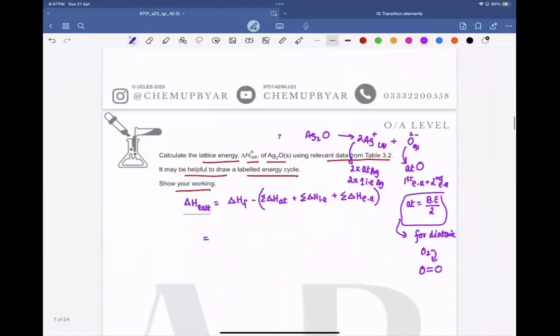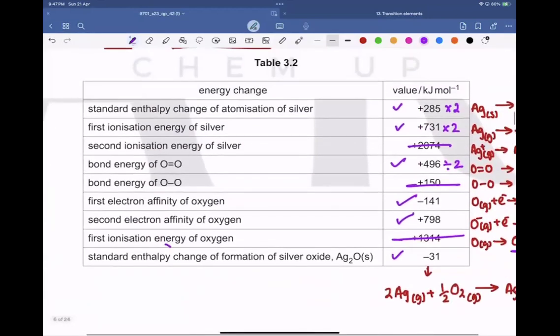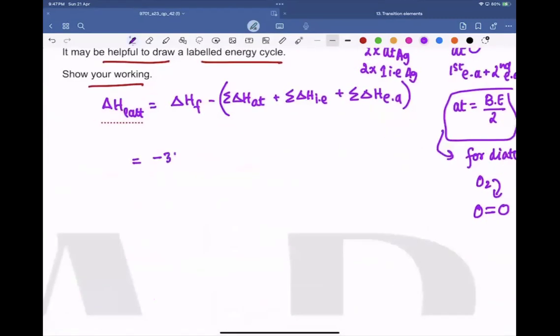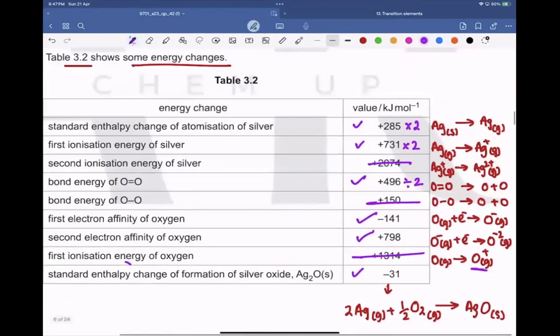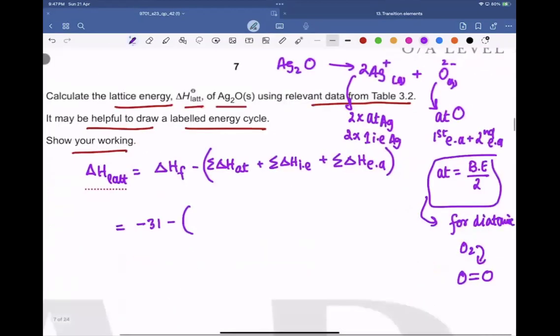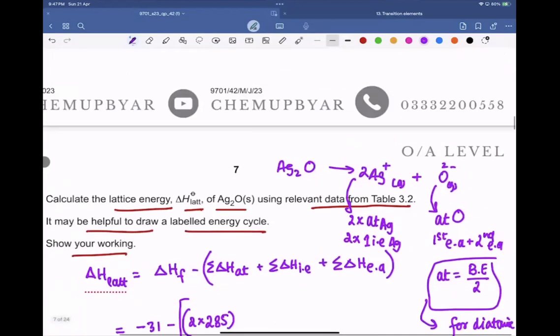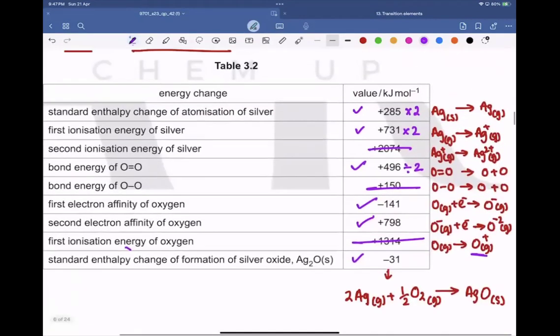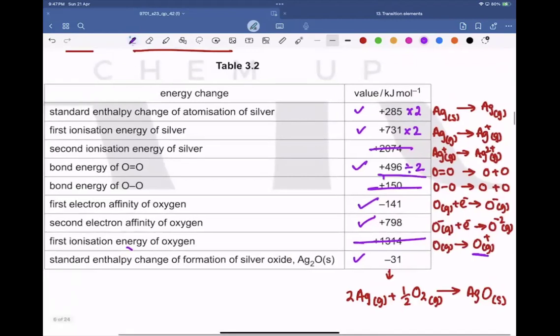Now you are going to put these values over here. So the formation is -31, right? So I'm going to put -31 over here. Then minus, I need twice the atomization of silver. So 2 times 285. Then I need the atomization of oxygen, which is equal to its bond energy divided by 2. So it's 496 divided by 2 over here. I am done with this one.